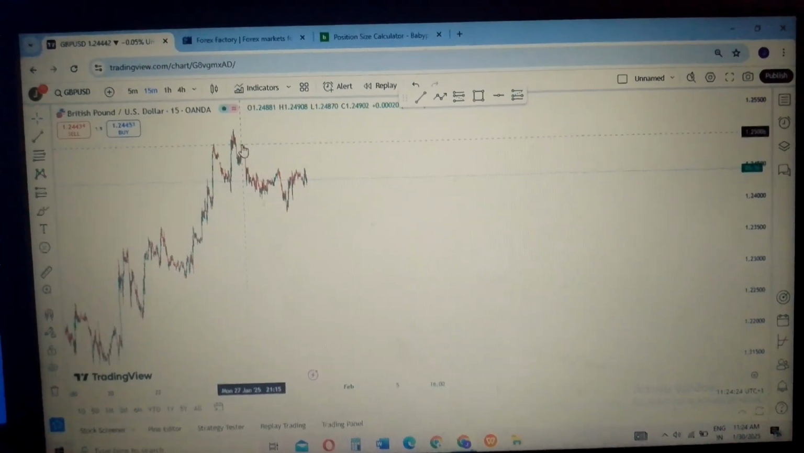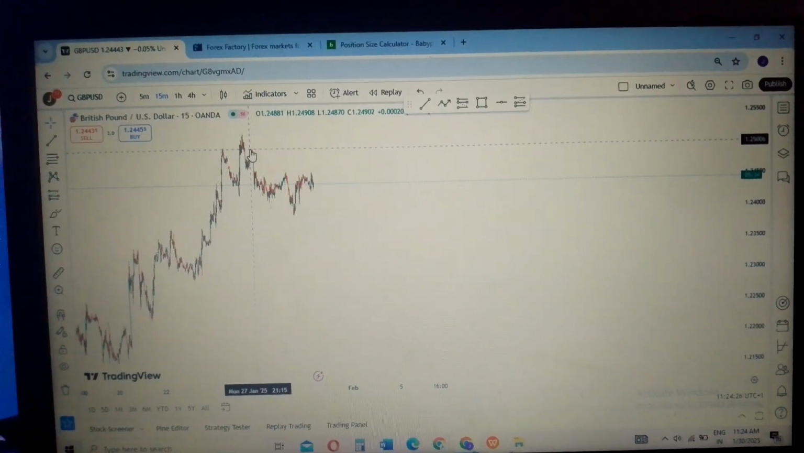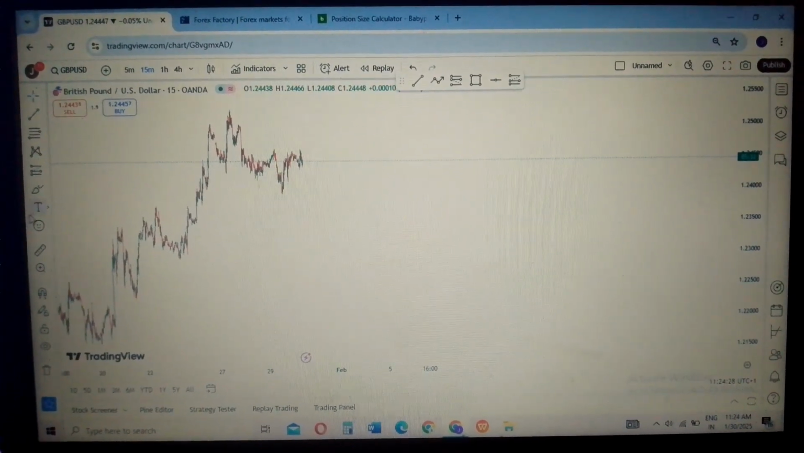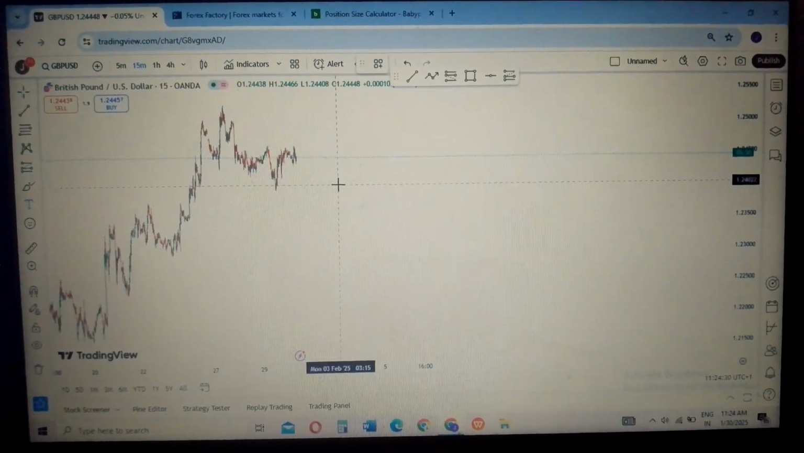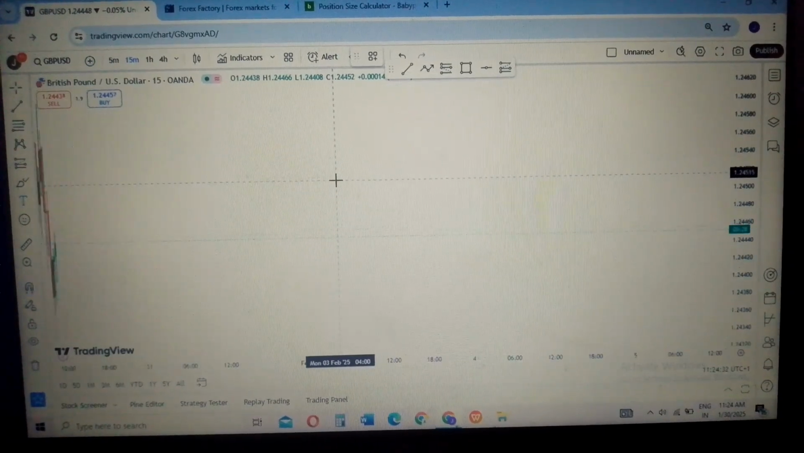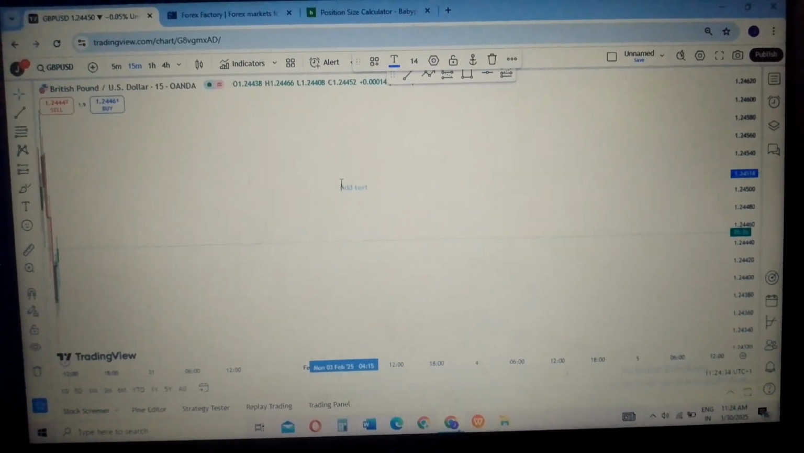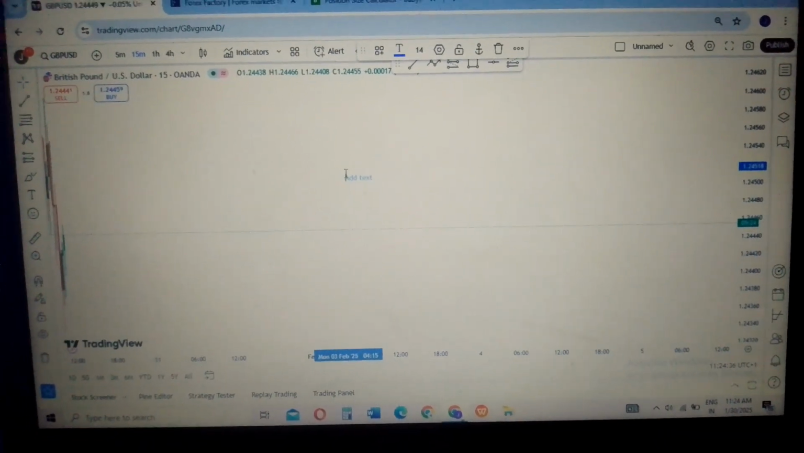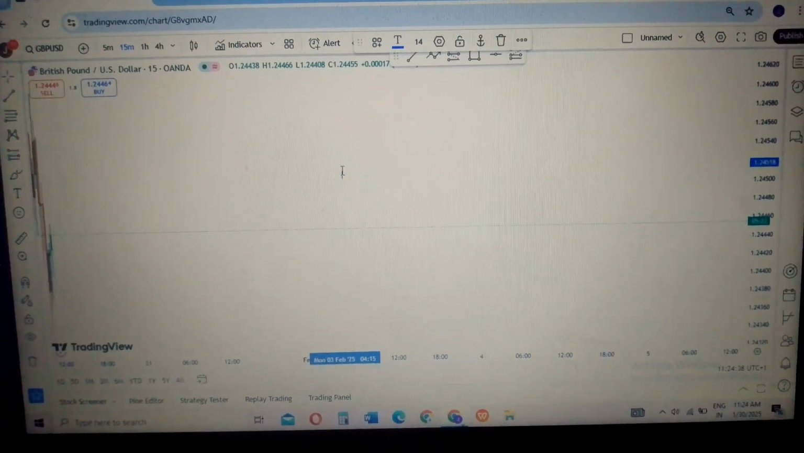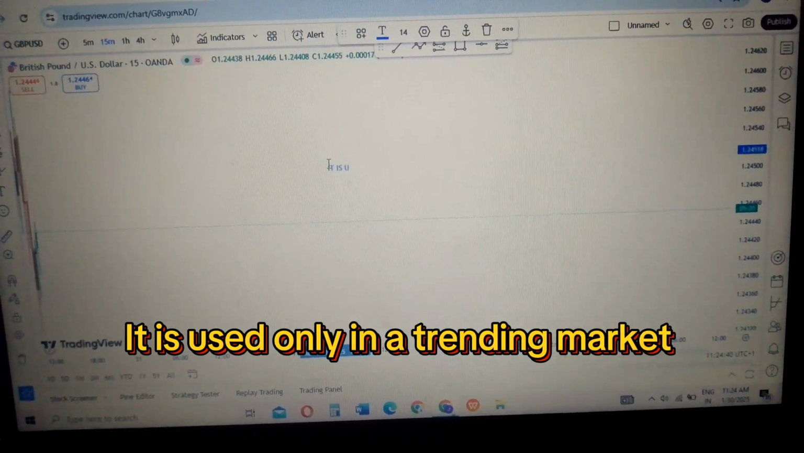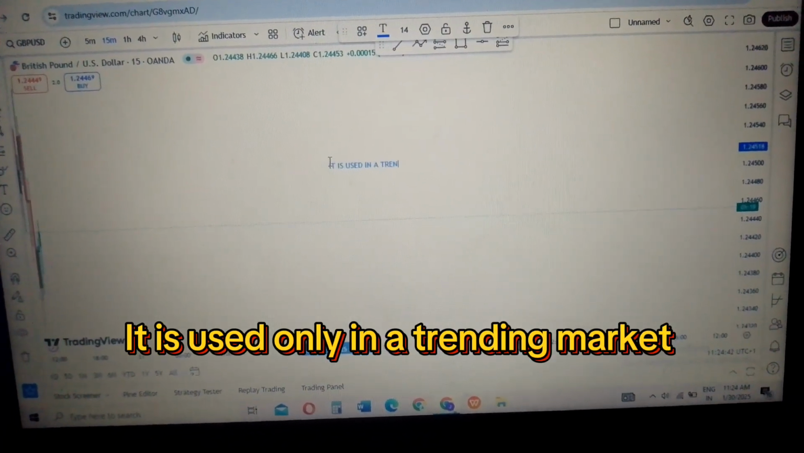Okay, so there are 3 things to note in the Fibonacci strategy. I think I should highlight them for you. The first thing to note about the Fibonacci strategy is that Fibonacci is used in a trending market.